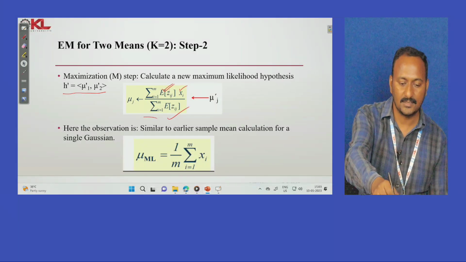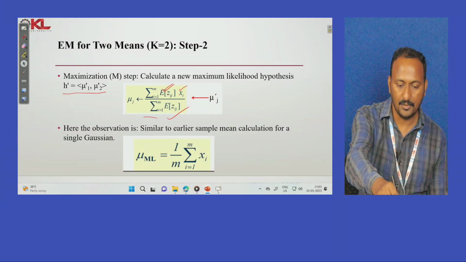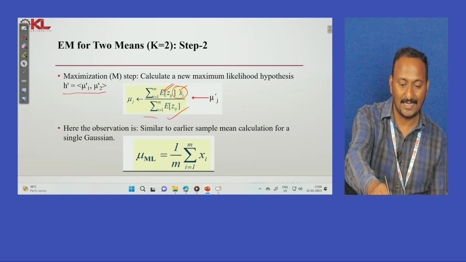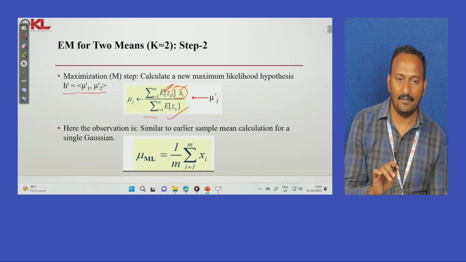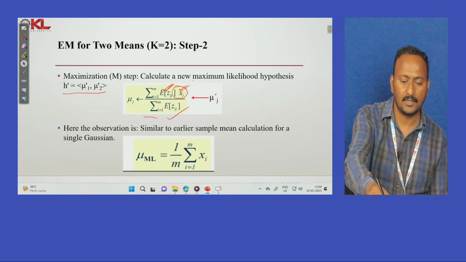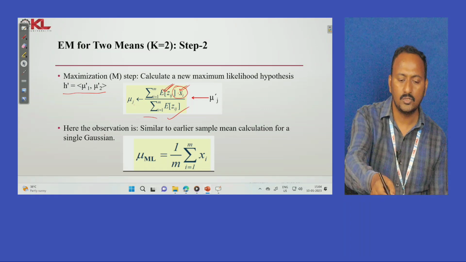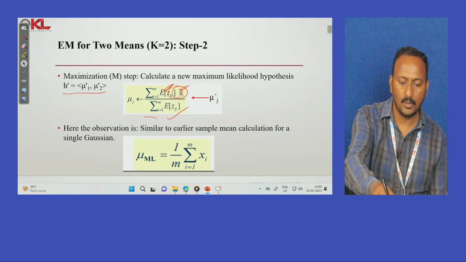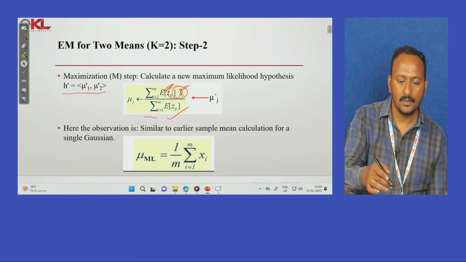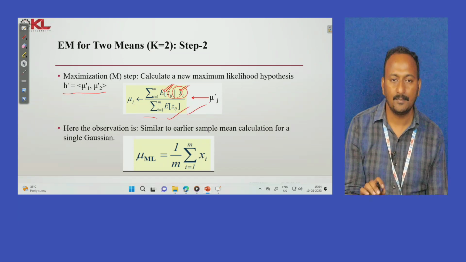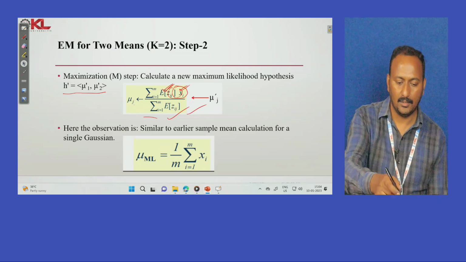If our instance is generated by that particular distribution, then we consider that as 1, otherwise we consider that as 0. So whether we need to consider this xi for identifying our mu value is based on this z value only. If z is 0, we need not consider it. It means that 0 into something is 0, so automatically this term becomes 0. So in the summation, zi acts as the weight value. With the help of this we find the new mean values.